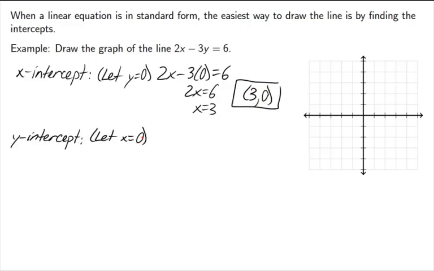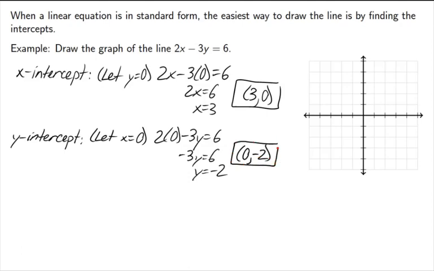The y-intercept will let x equal 0. We get 2 times 0 minus 3y equals 6. So negative 3y equals 6, and consequently y equals negative 2. Again, that's not the answer. We let x be 0, so it's 0, negative 2. So these are our two intercepts. Now if we want to draw the graph, all we have to do is plot these, 3, 0 and 0, negative 2, and draw the line between them. We plotted this one in the previous lesson, but now we got it a whole lot faster.